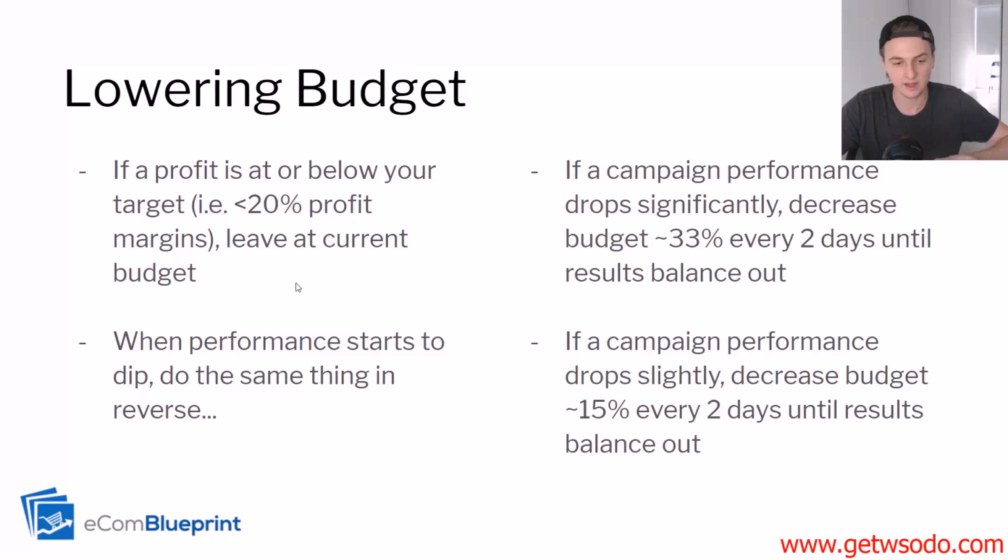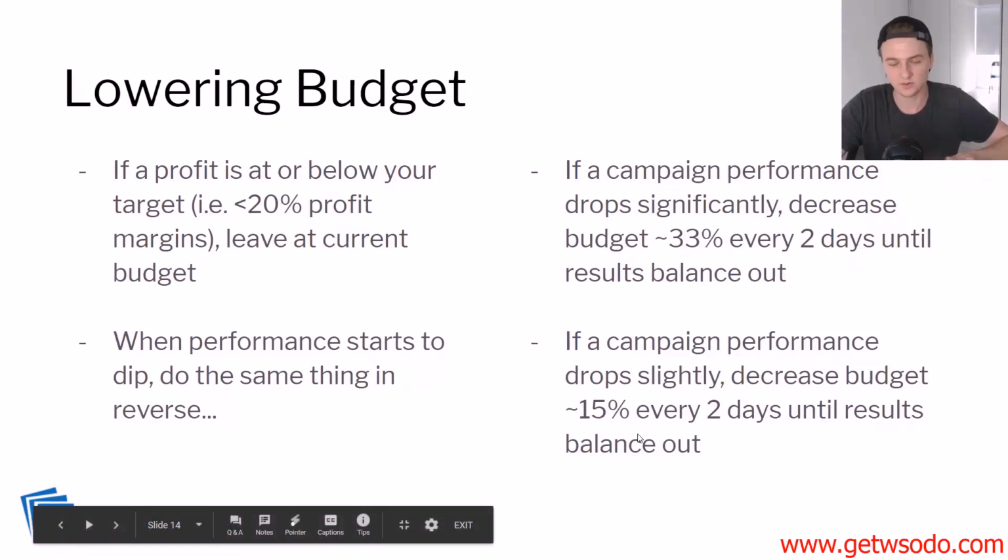But if after 2-3 days the performance doesn't start picking back up and it's doing bad, you want to lower the campaign budget gradually until you get it to a point where it can be profitable. If a campaign's performance drops significantly, decrease the budget every 2 days by around 33% until the results balance out. If a campaign's performance drops just slightly, right? Like a slight drop over the last 3 to 7 days, then I would just decrease the budget about 15% every 2 days until the results balance out.